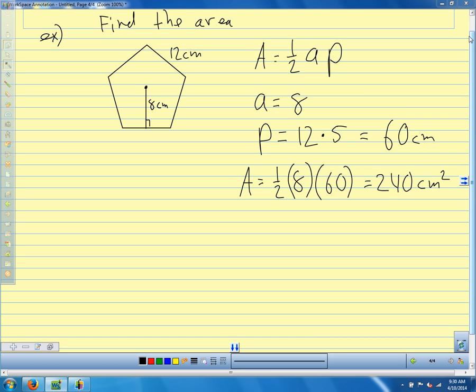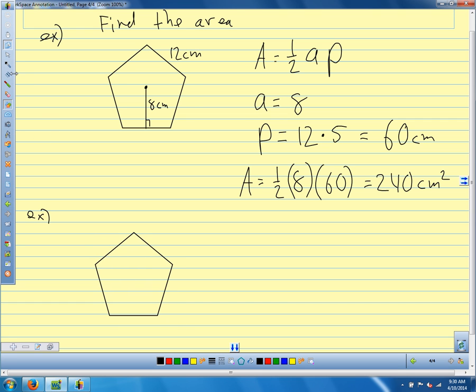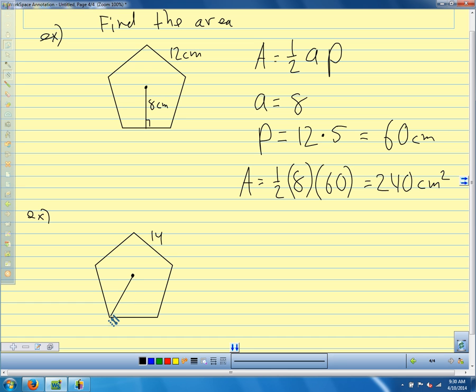Questions on that example? All right, let's look at another one. And this one's going to be a little trickier. All right, same thing. Find the area. 11.88.